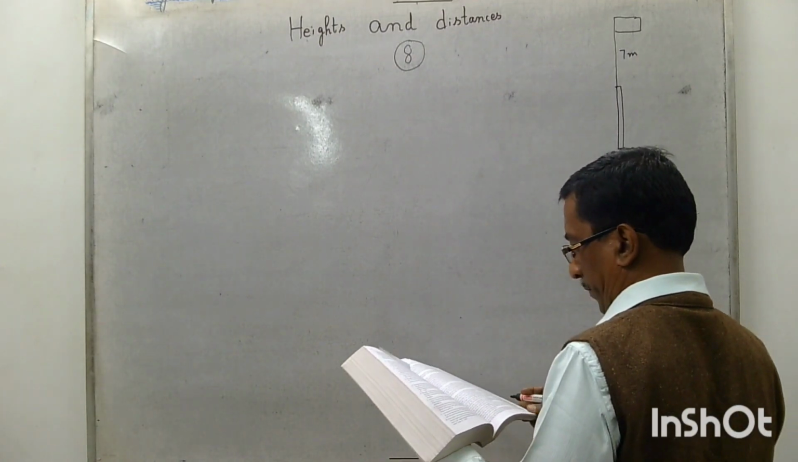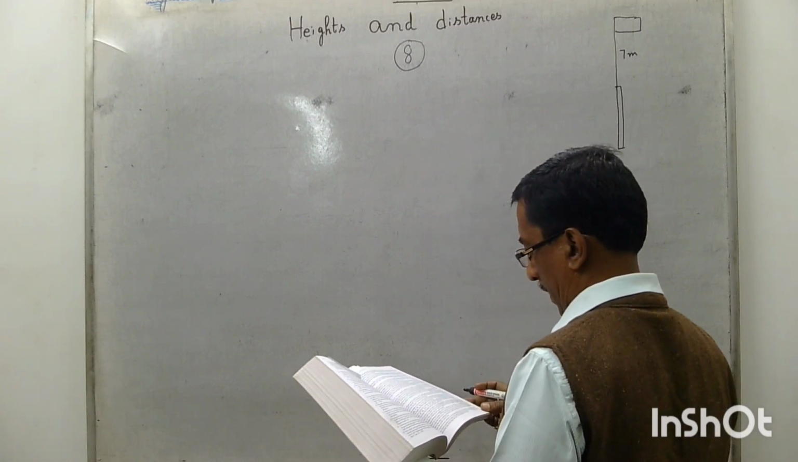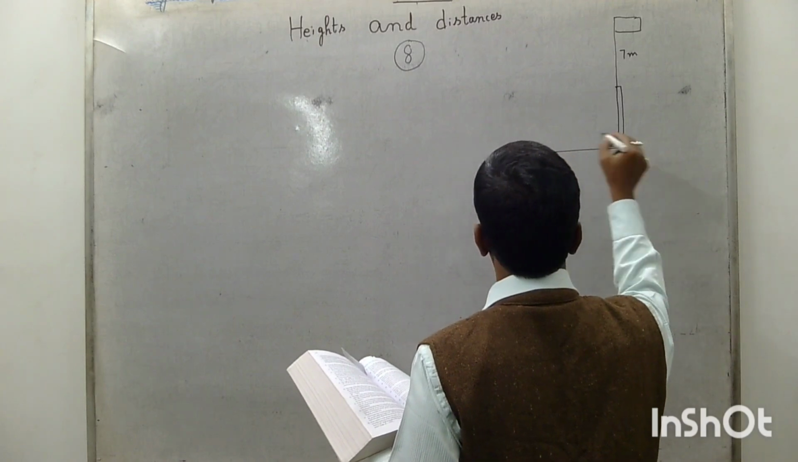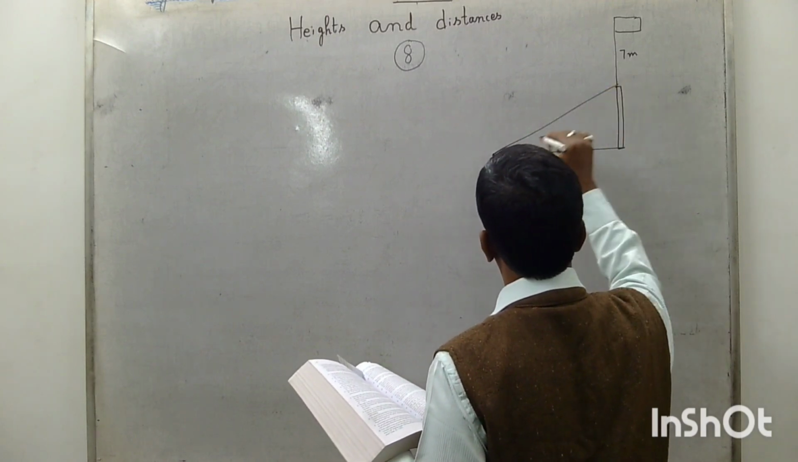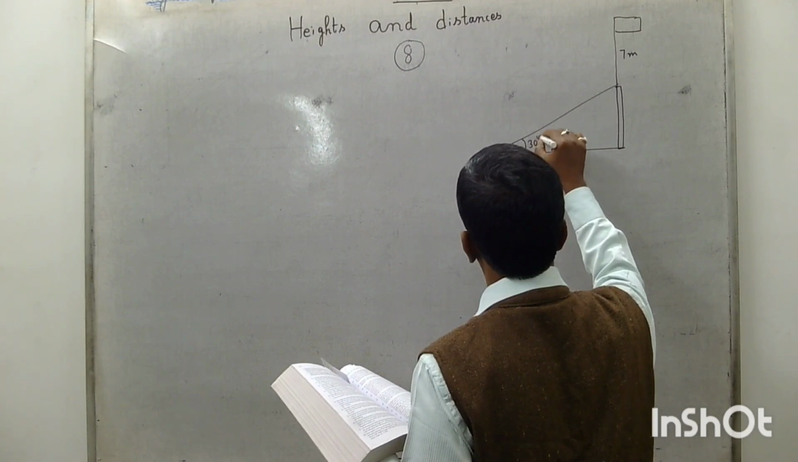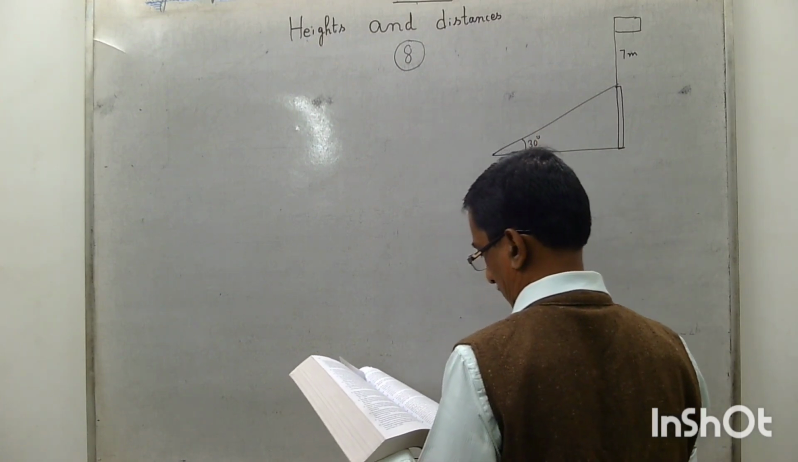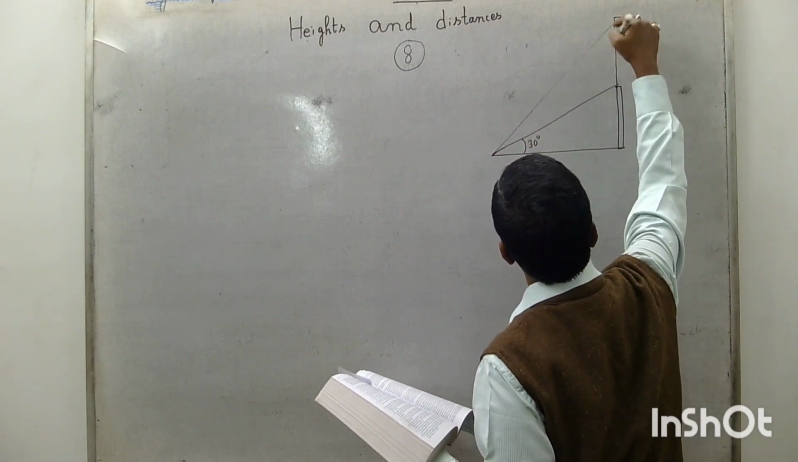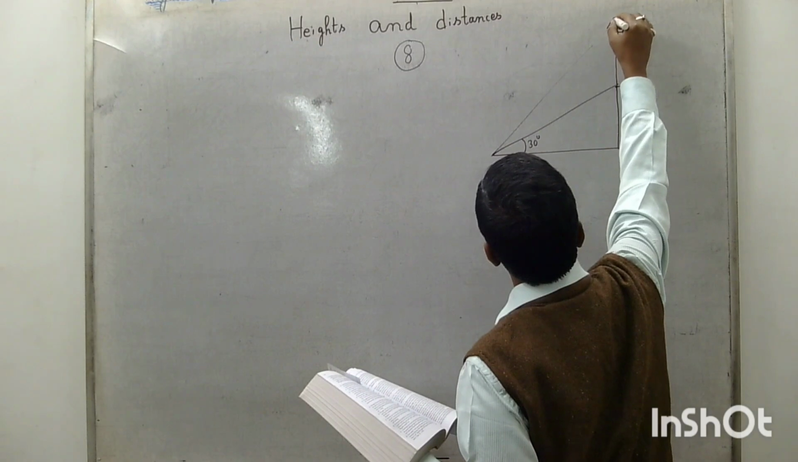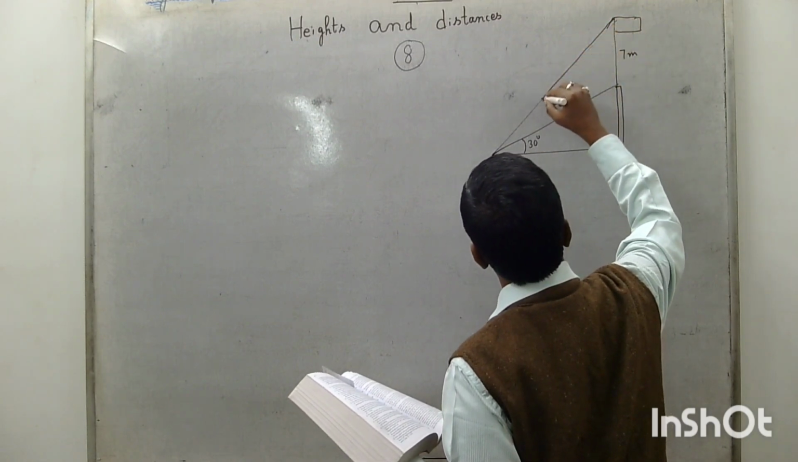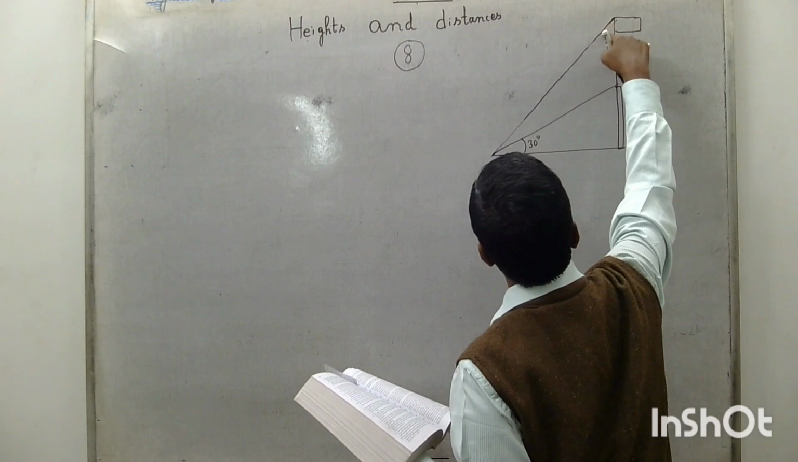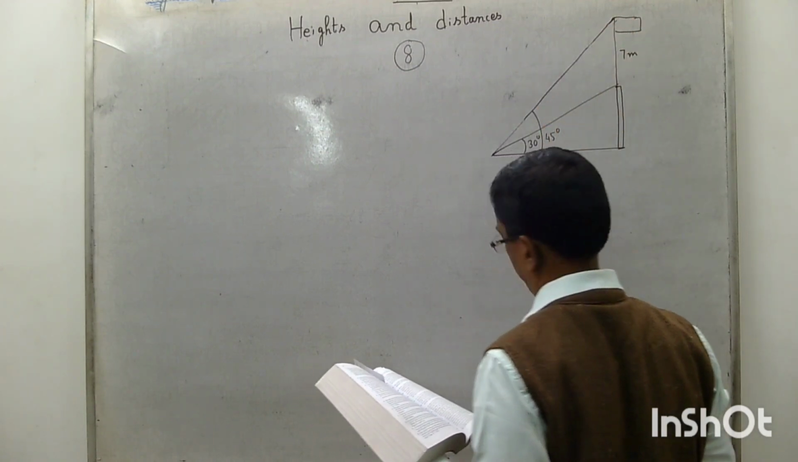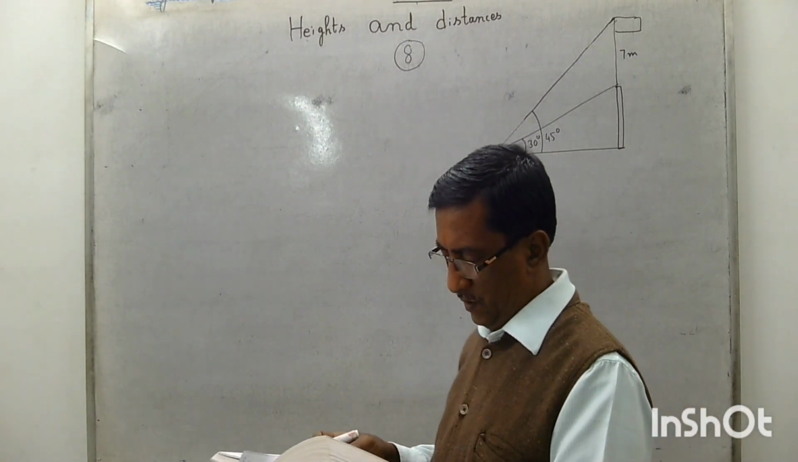From a point on the plane, the angle of elevation of the bottom of the flag staff is 30 degree. It is 30. And that of the top of the flag staff is 45 degree. The question is, find the height of the tower.